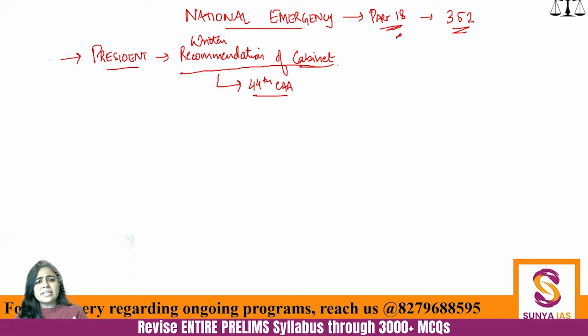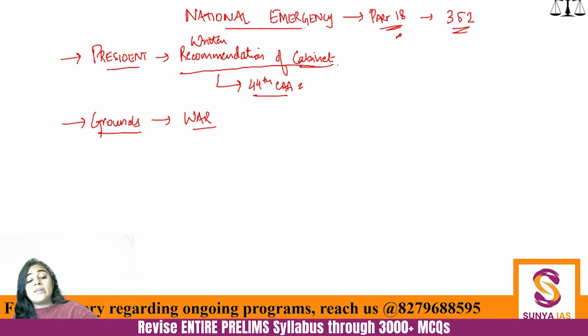Now, Article 352, Part 18, President on the written recommendation. The written recommendation part was added by the 44th Constitutional Amendment Act. Now, please write down in the next line, what are the grounds? One ground is, of course, war. Whenever there is war, there will be an emergency. And next, war and external aggression.